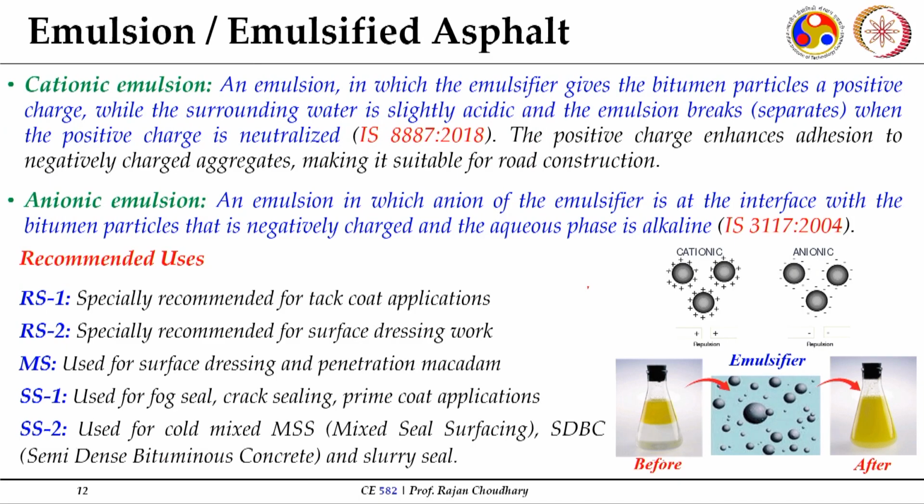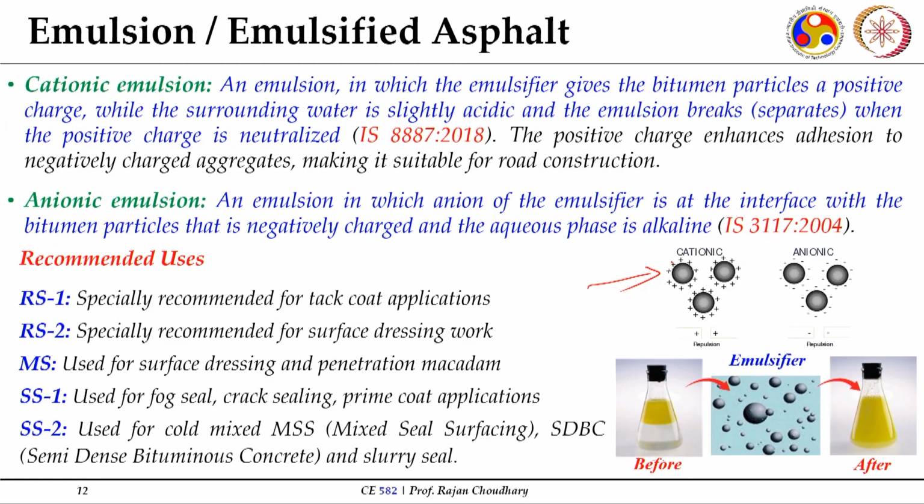Now, one example is this cationic emulsion. The emulsifying agent is introducing positive charges over the bitumen globules. So, this particular emulsion will have more affinity towards aggregates which are slightly negatively charged or slightly acidic. Most of the siliceous aggregates which are generally available are slightly negatively charged. So, these aggregates will perform better with your cationic emulsions.